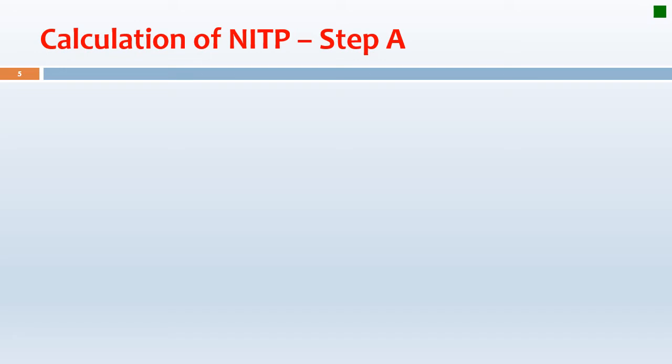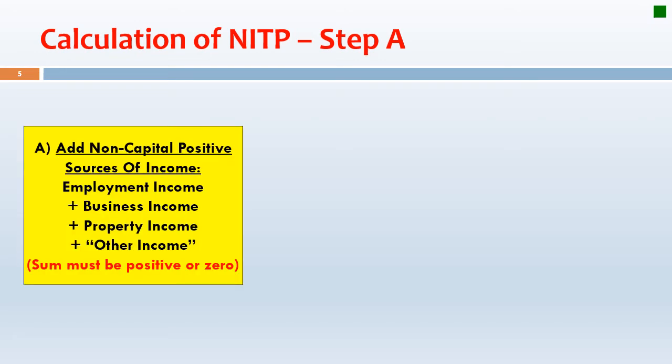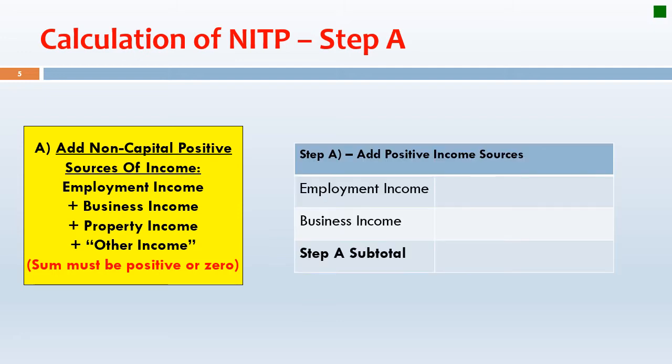We'll start our calculation with step A, adding non-capital sources of income. In this case, Dr. Kananga had employment income for the year and business income, but no other positive sources. So let's add those up. Employment income for the year was $120,000. He also had business income of $21,000, for a step A subtotal of $141,000, which we will carry forward in our calculation.